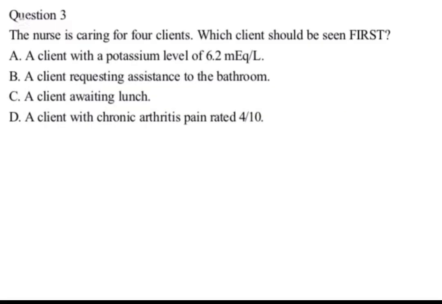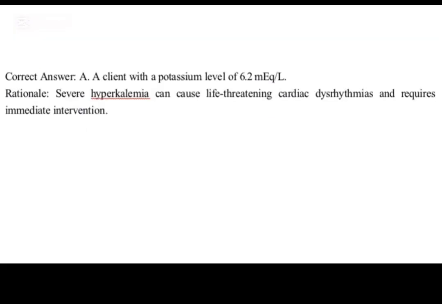Question 3. The nurse is caring for 4 clients. Which client should be seen first? A. A client with a potassium level of 6.2 milliequivalent/L. B. A client requesting assistance to the bathroom. C. A client awaiting lunch. D. A client with chronic arthritis pain rated 4 out of 10. Correct answer, A. A client with a potassium level of 6.2 milliequivalent/L. Rationale. Severe hyperkalemia can cause life-threatening cardiac dysrhythmias and requires immediate intervention.